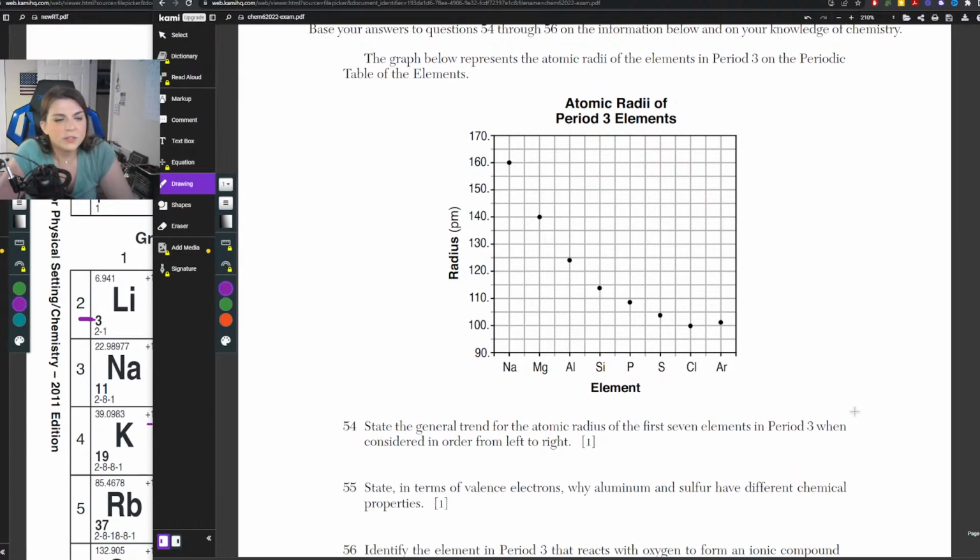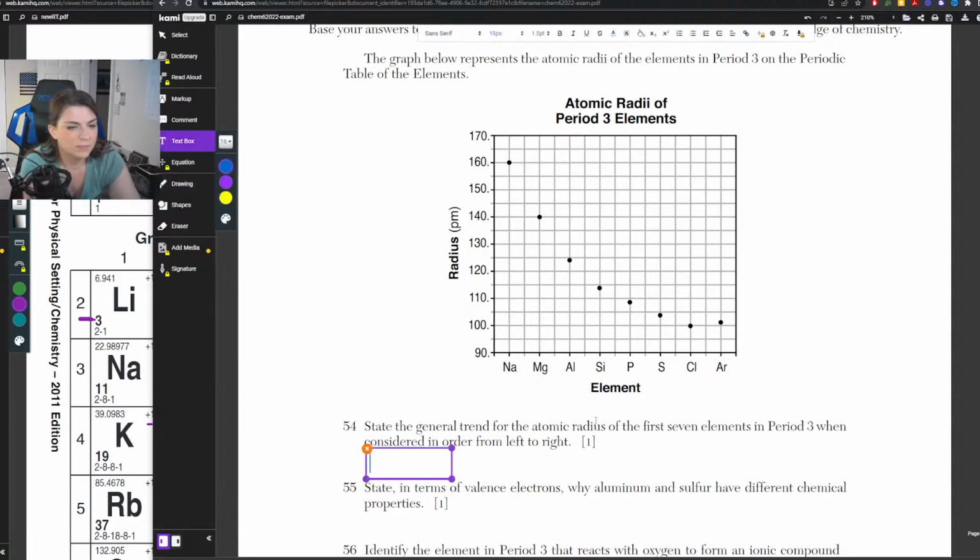They've been liking graphs on the more recent tests. The graph below represents the atomic radii of elements in period 3 on the periodic table of the elements. State the general trend for the atomic radius of the first 7 elements when considered in order from left to right. Sweet. The graph says, hey, it's decreasing. The general trend: atomic radius decreases. Boom.